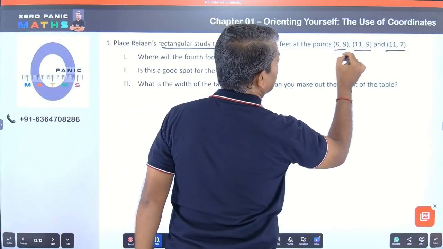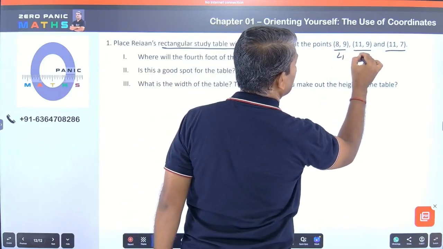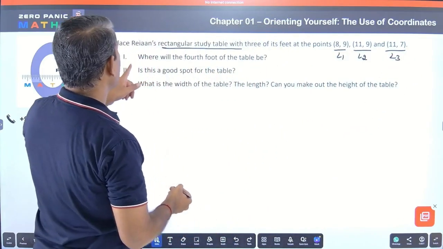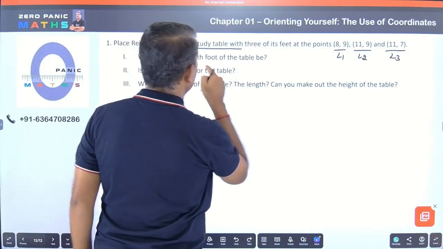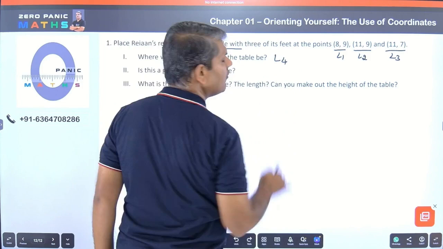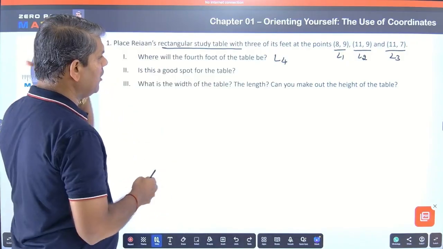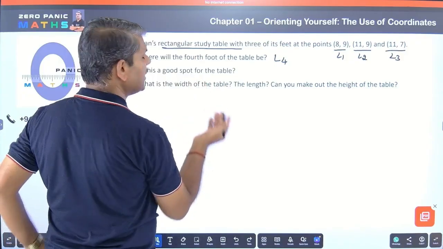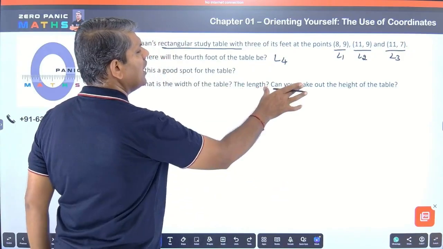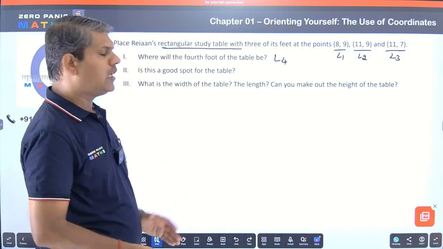Suppose these are the 3 legs of the rectangular table: L1, the leg 1, leg 2, and leg 3. The first question is, where will the fourth foot of the table be? Let us assume that is L4. We need to find the fourth point where the fourth leg of the rectangular table will be placed. The second question is whether it is a good spot for the table, and what is the width of the table, the length of the table, and can we find out the height of the table with the given information? That is their question.